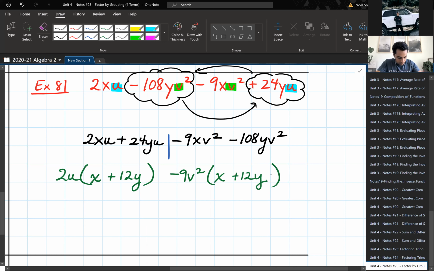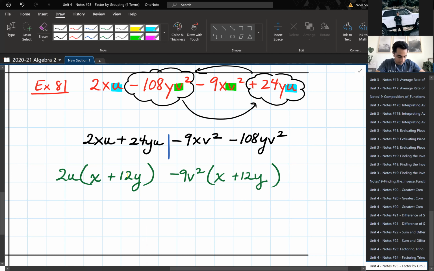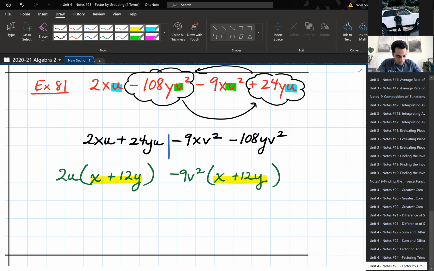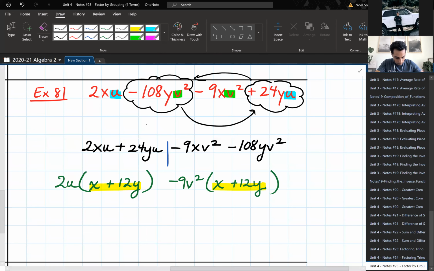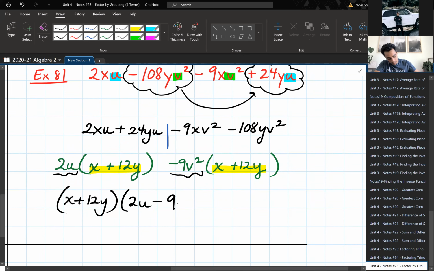Okay, how does that look? Pretty good, right? The goal was let's get the same term inside the parentheses. Make sure that those match. So we have x plus 12y. That looks good. So good intuition in order to do that rearrangement. Now we can see, hey, x plus 12y is my new GCF. And then my second term should be my leftovers. So 2u minus 9v squared.